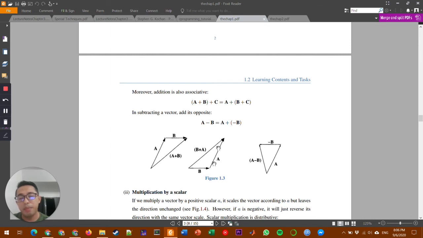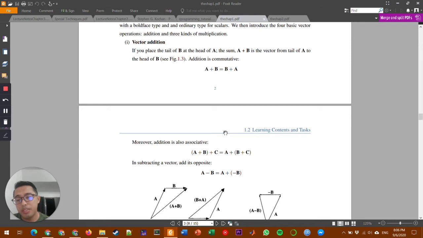How about this? This is B plus A. It's the same here: B plus A goes from the tail of B up to the tip of A. So we have B plus A. That's one property of vectors, because the addition of 2 vectors, or any vectors, is commutative. It doesn't matter if A comes first or B comes first, the order doesn't matter. It's like 1 plus 2 equals 3, the same as 2 plus 1.